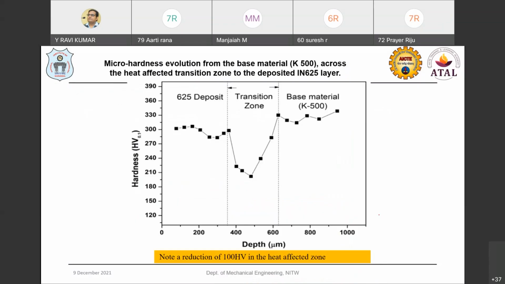And you can also see here how this microhardness variation is taking place when we repair such kind of parts. The hardness with respect to the depth. You can see the variations from one layer with respect to one material to another material where the transition zone is taking place. In this around 400 to 600 zone, this is the transition between 625 to the Monel material. This reduction in the hardness in the zone will be because of the heat affected zone.